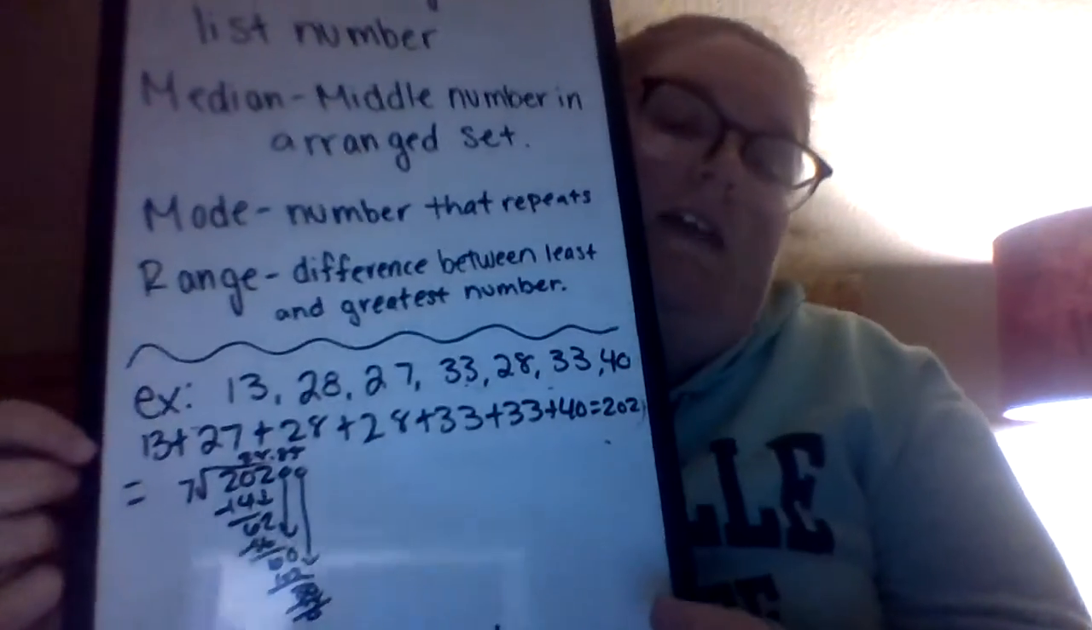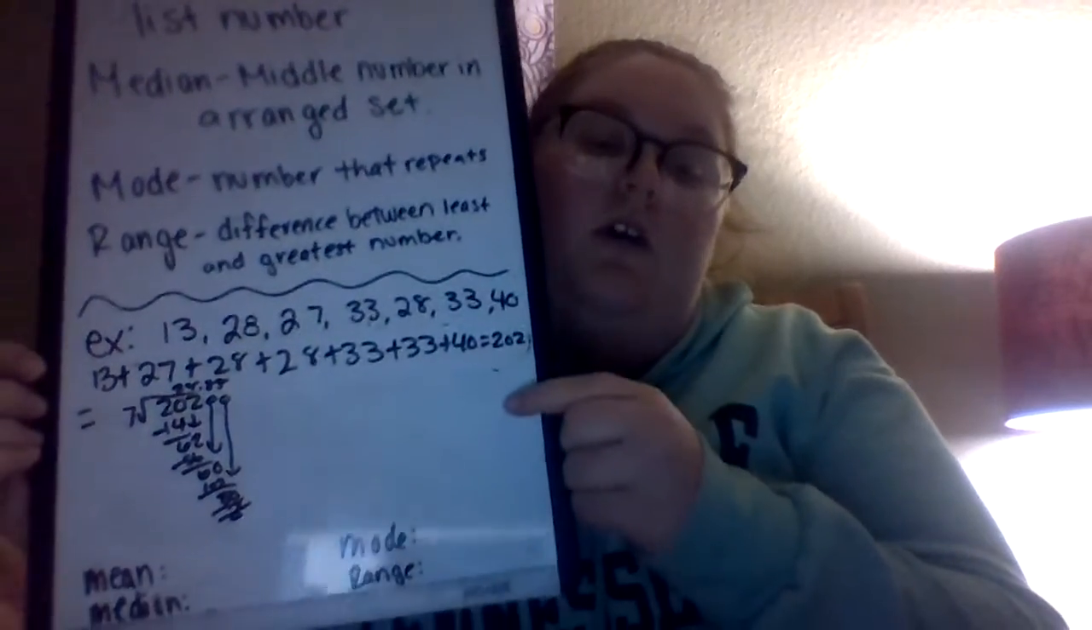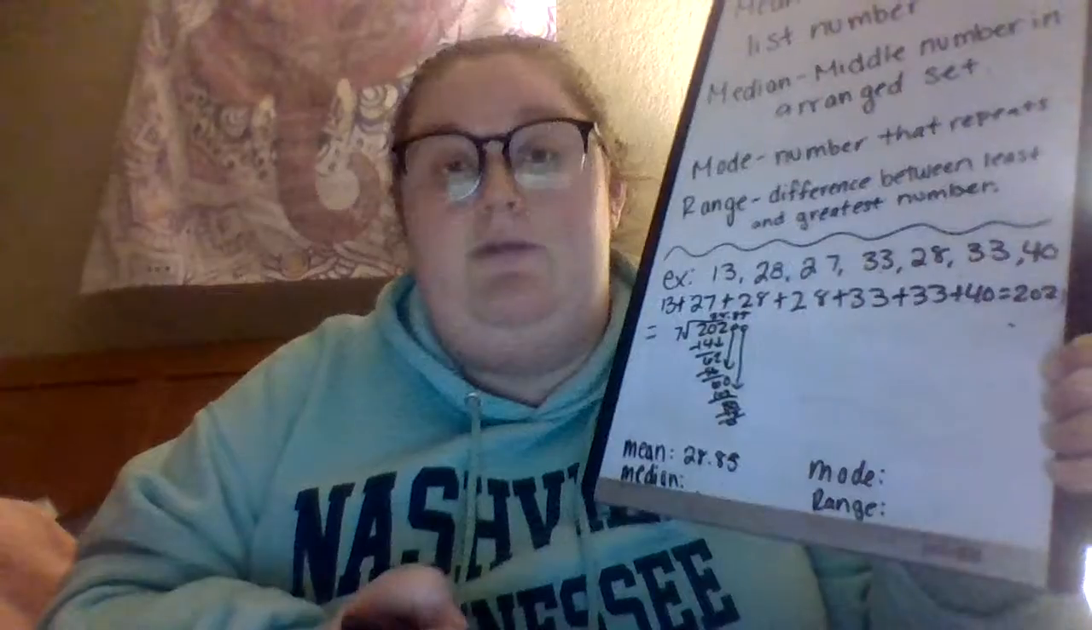Okay, so I added up all of my numbers in my number set and got 202, and then I divided 202 by 7, which means my mean is 28.85. And I'm going to stop there because your decimal could have kept going and going. The next number you would have gotten was 7, but I stopped at 28.85.